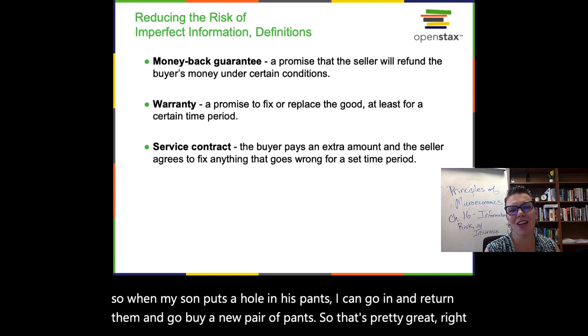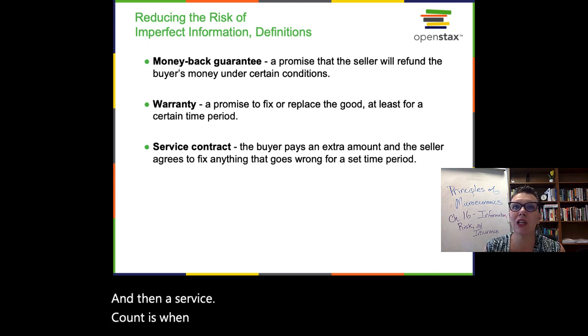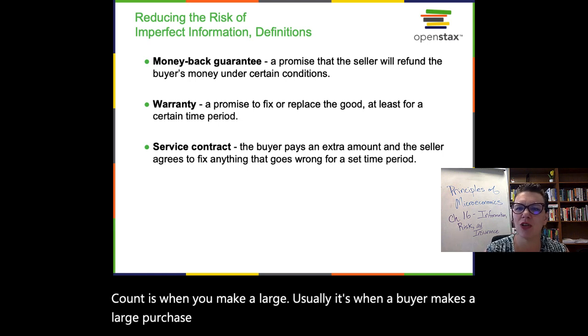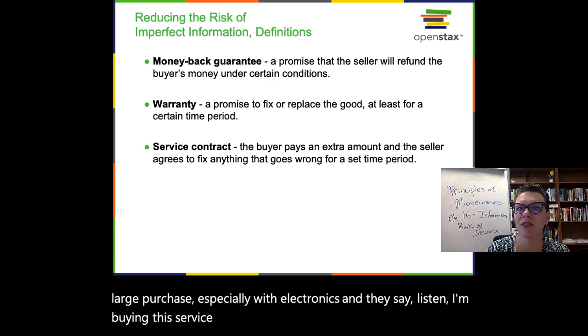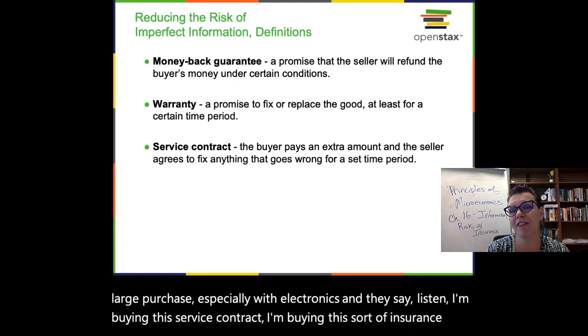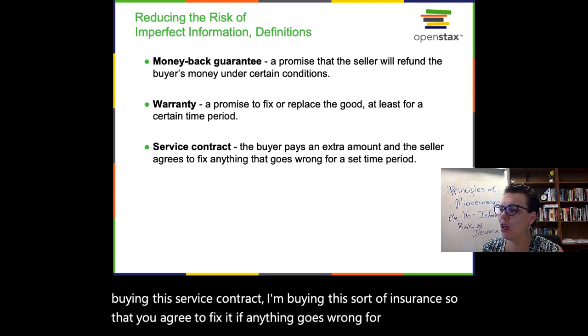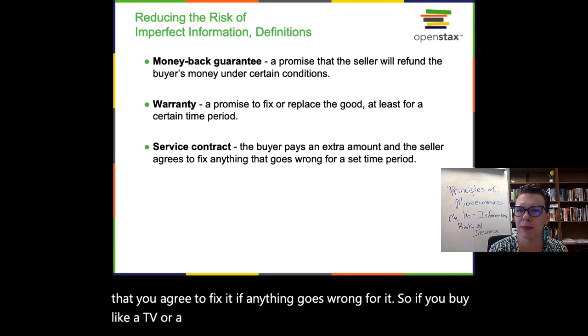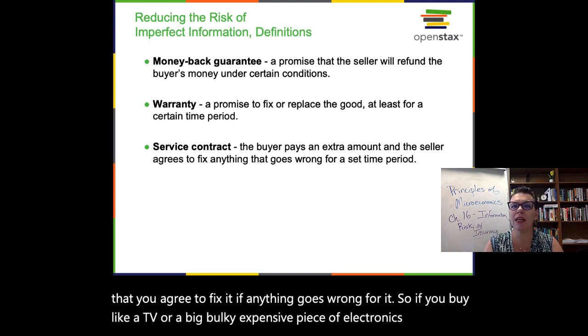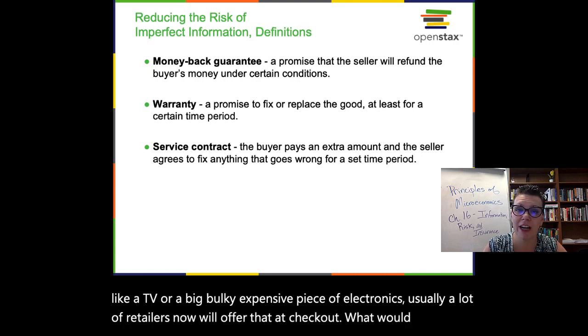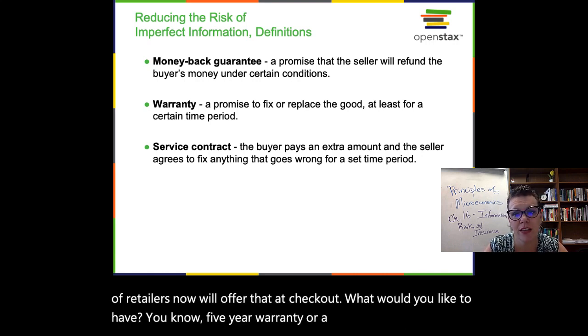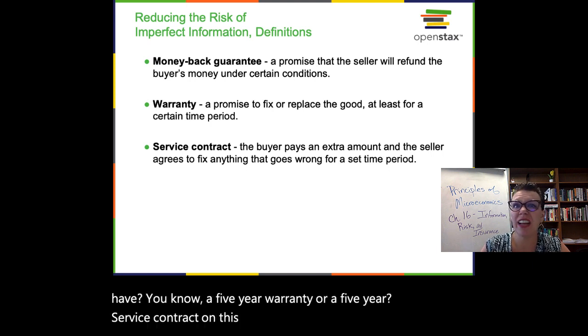And then a service contract is when a buyer makes a large purchase, especially with electronics, and they say, listen, I'm buying this service contract, I'm buying this sort of insurance so that you agree to fix it if anything goes wrong. So if you buy a TV or a big, bulky, expensive piece of electronics, usually a lot of retailers now will offer that at checkout. Would you like to have a 5-year warranty or a 5-year service contract on this? I know even Amazon does that, right?